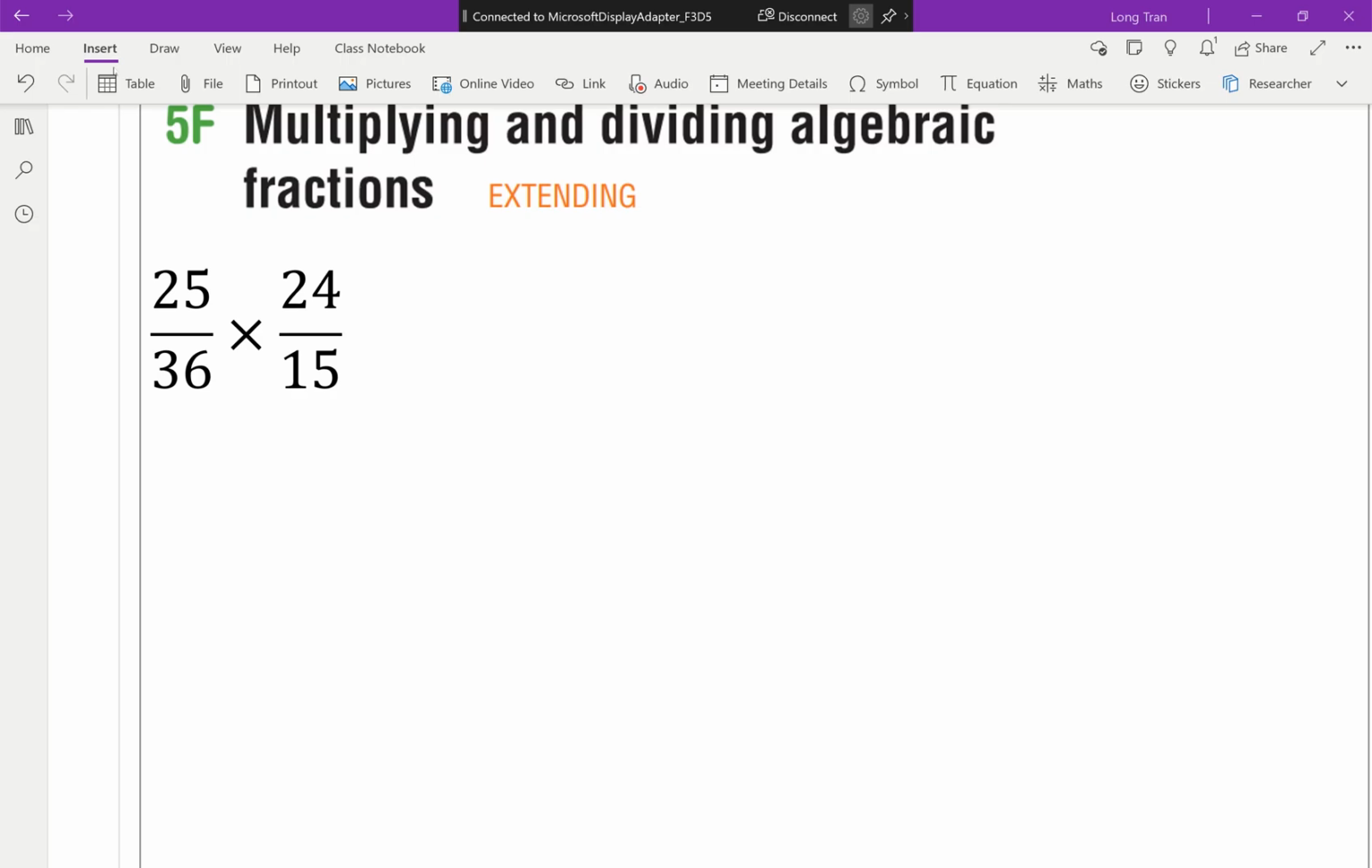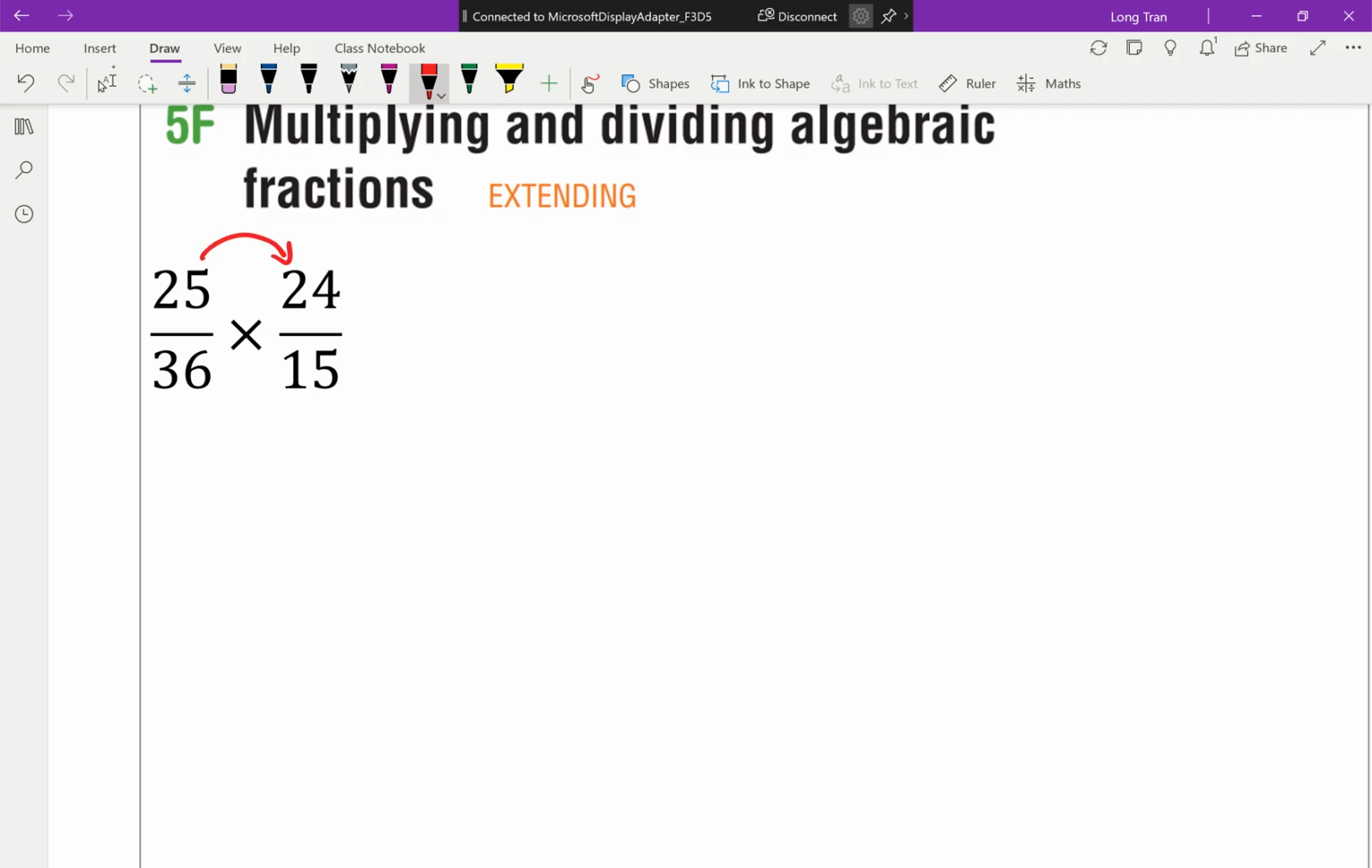All right, we've got 25 over 36 multiplied by 24 over 15. Now, traditionally, when you multiply fractions, we simply do top with top, bottom with bottom. So we normally do 25 times 24 and 36 times 15. But that's really large. That takes a lot of effort to do, and it's not required. What we want to do is simplify this to make it easier for ourselves.